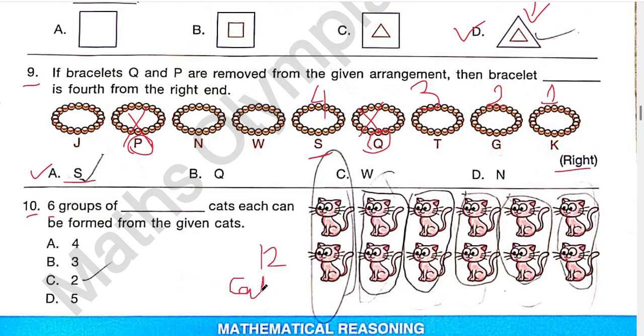We have to form 6 groups. So each group should have 2 cats. 12 divided by 6 will give us 2. So this means each group should have 2 cats. So 2 is here in option C. We should select this.